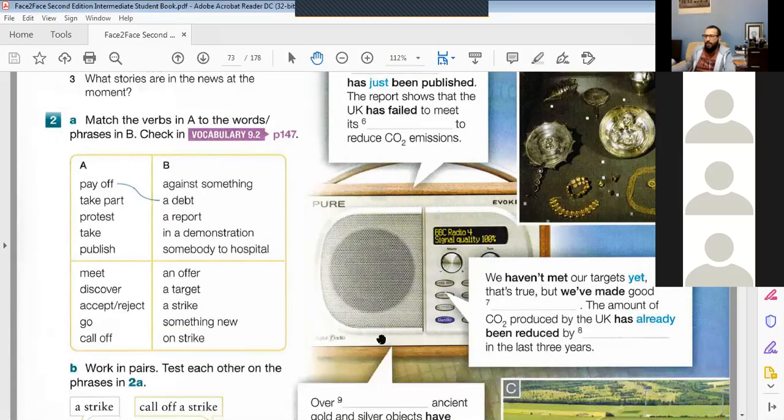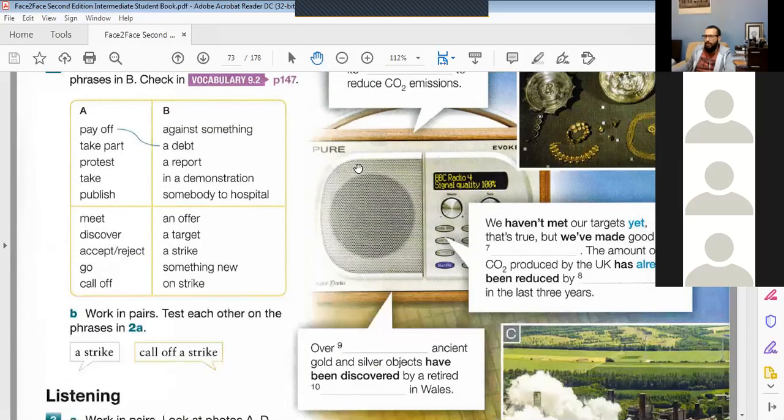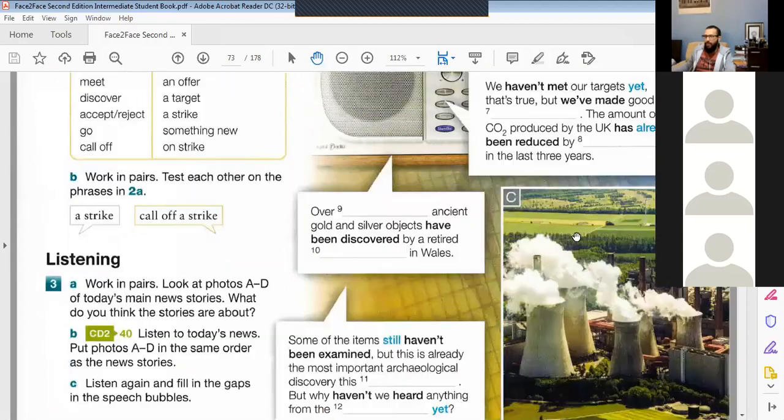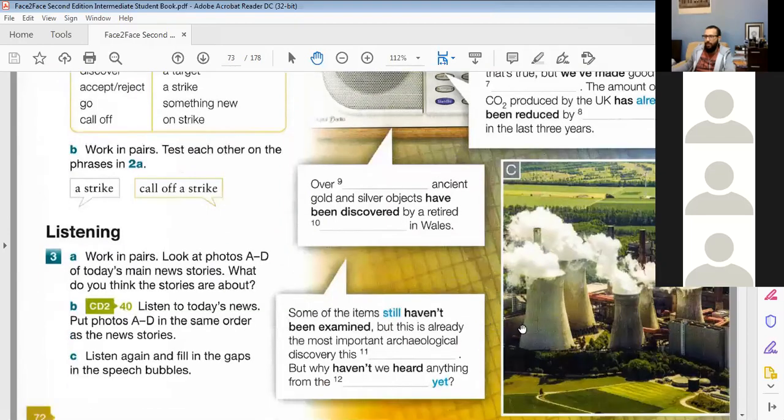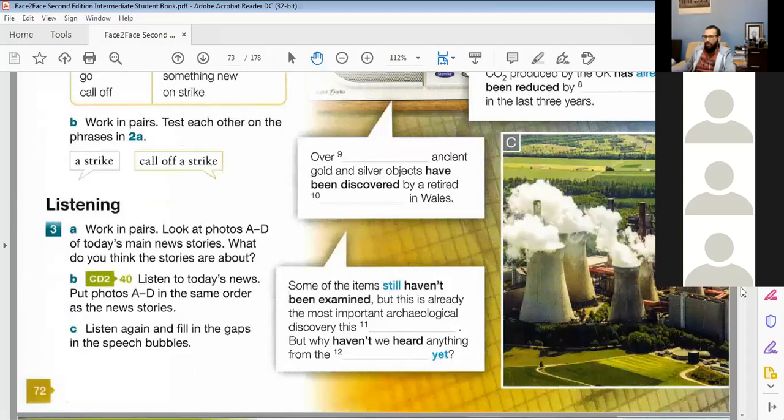And here in photo C, what do you think this is about, Raja? What do you think the news report is going to be about here in photo C? What do you think, Raja?